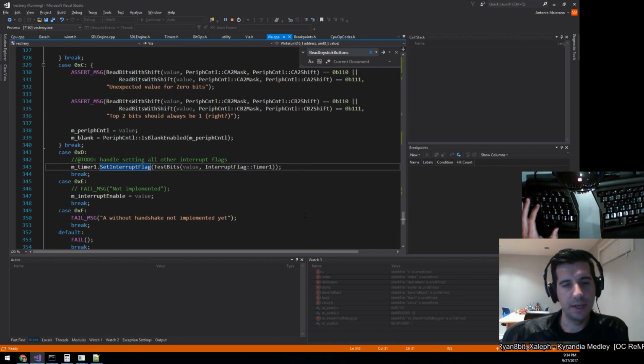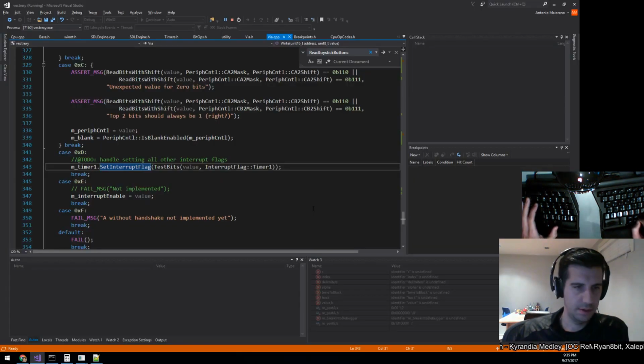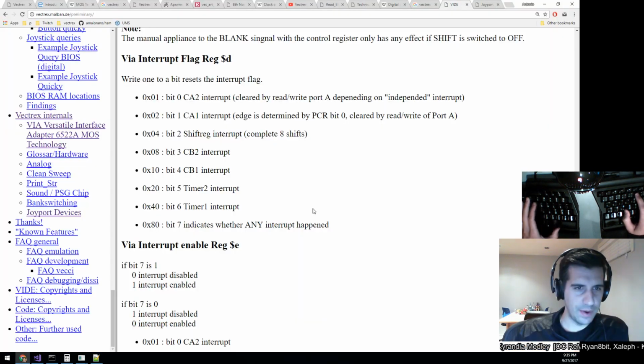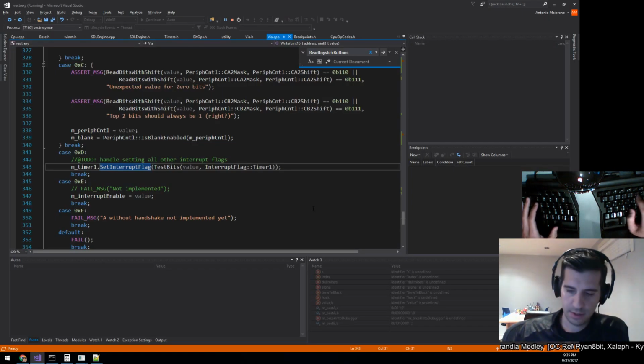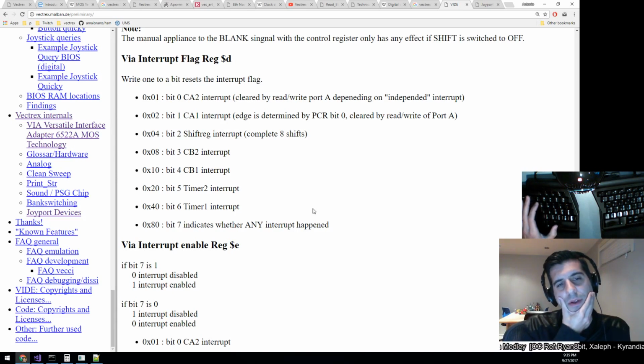Set interrupt flag. Write 1 to a bit reset. That's actually not what we're doing. It's kind of like the other way around, right? What does he mean by it?